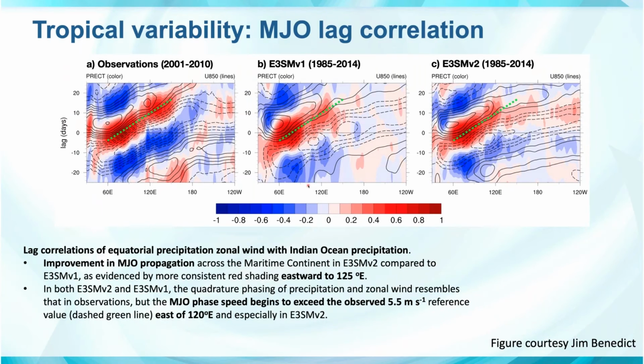MJO, V1 did pretty good at MJO, and V2 continues to do so. Jim Benedict is very optimistic, so he thinks V2 is actually slightly better than V1 in the sense that the propagation extends a little bit further east. So this is the observation, and this is the propagation highlighted in green. You can see that we do propagate a little further, but east of 120 or so, the propagation speed doesn't match the observation very well.